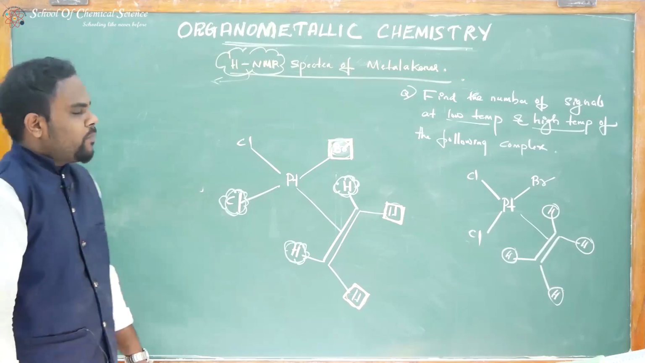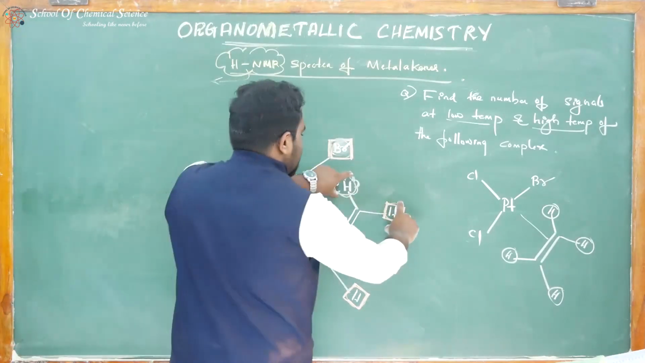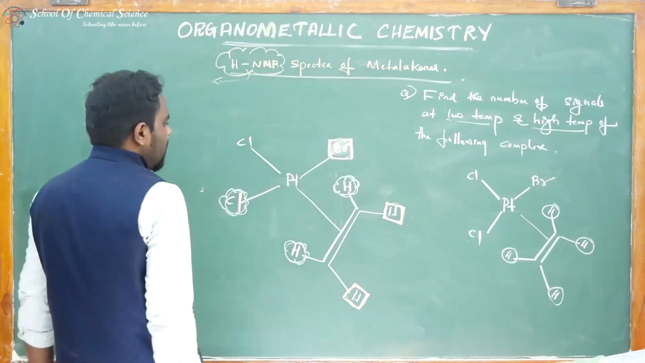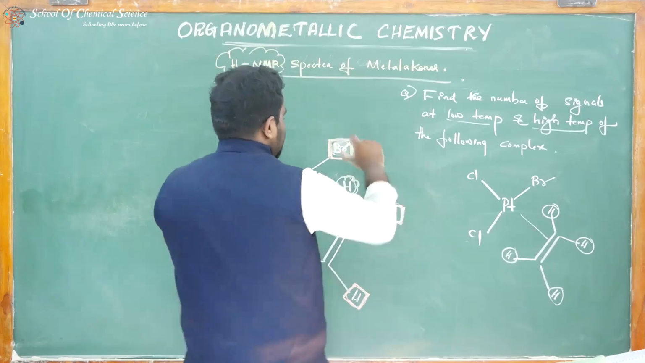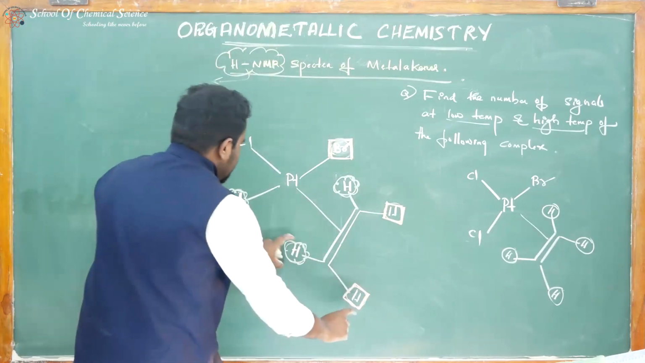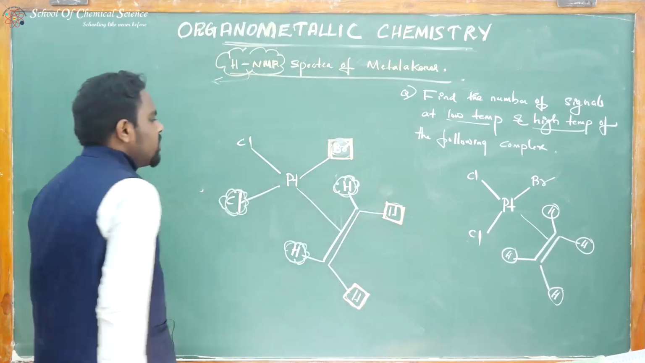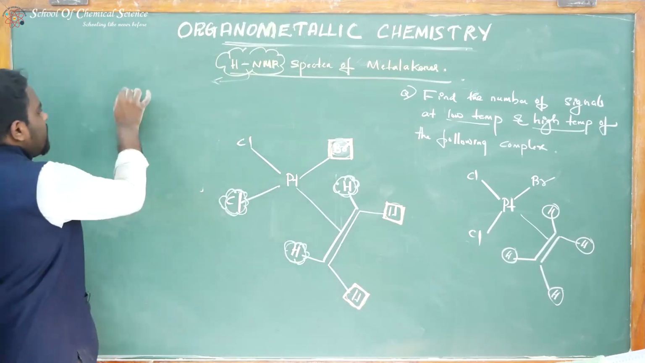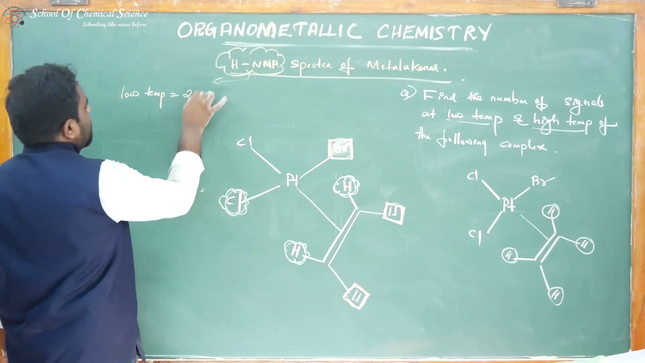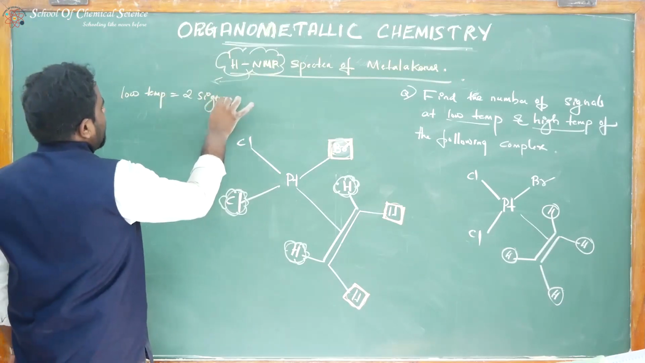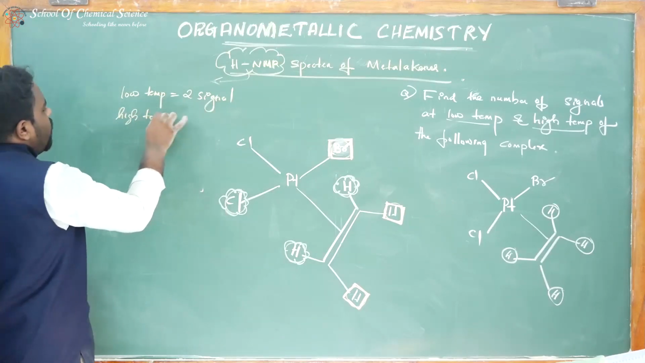That is the method of marking. Think in a perpendicular way. Alkene is perpendicular. This hydrogen is in the environment of this chlorine. This hydrogen is in the environment of this bromine. This hydrogen is in the environment of this chlorine. This hydrogen is in the environment of this bromine. So total at low temperature, 2 signals. At high temperature, what happens?